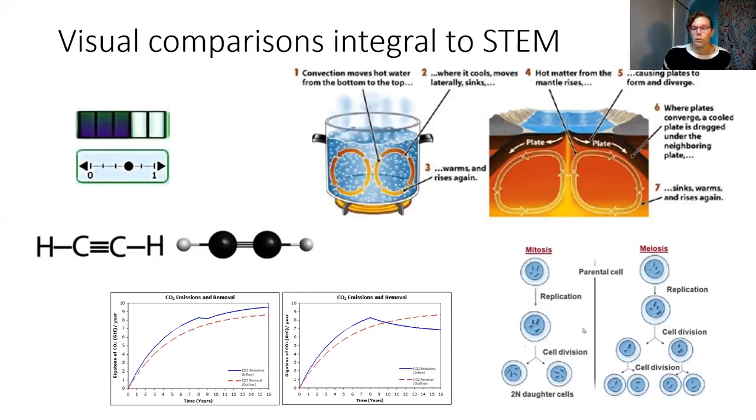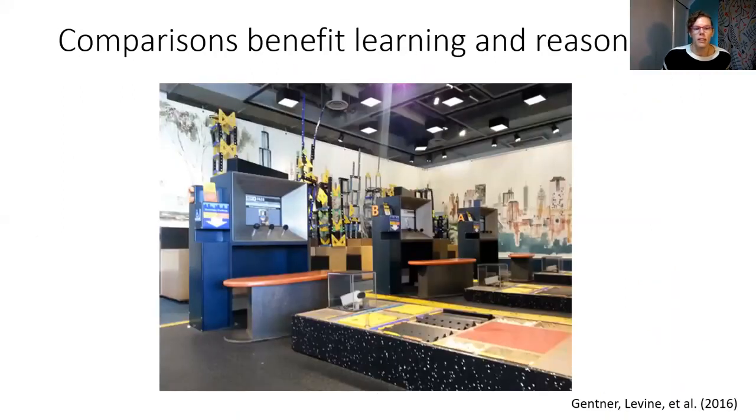So just to talk through one example of how comparisons can benefit learning and reasoning, this is a study that was done by Gentner and colleagues at the University of Chicago. This was done at the Chicago Children's Museum. So you can see here, this is a picture of the museum. And it was done as part of an exhibit on skyscrapers. So children would come to this exhibit with their families, and one of the activities that they could do, if they wanted, is they could try to build their own skyscrapers out of these erector set type pieces.